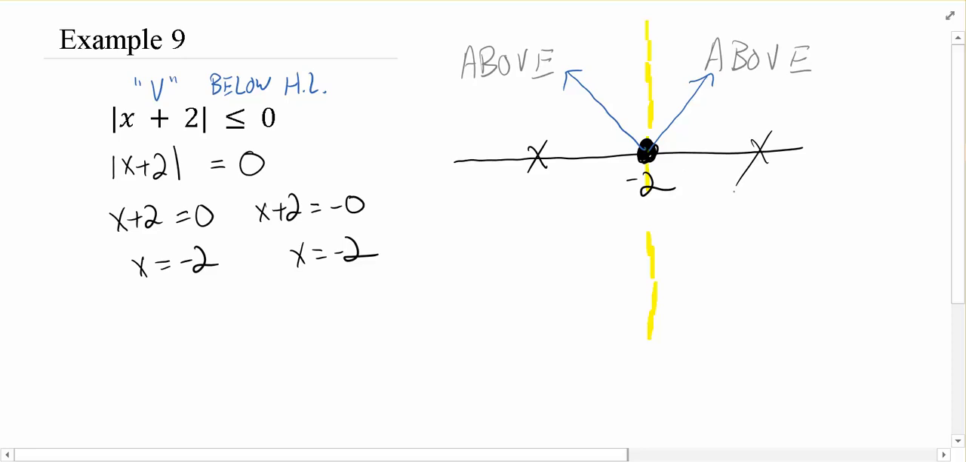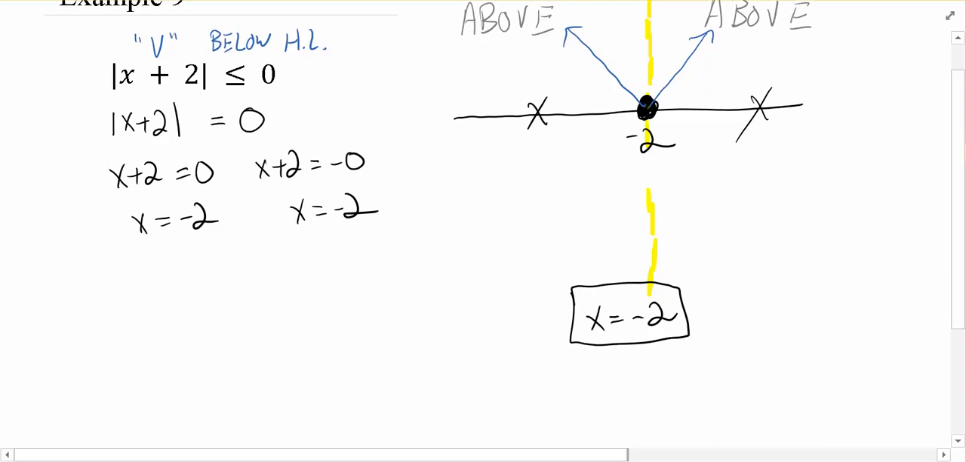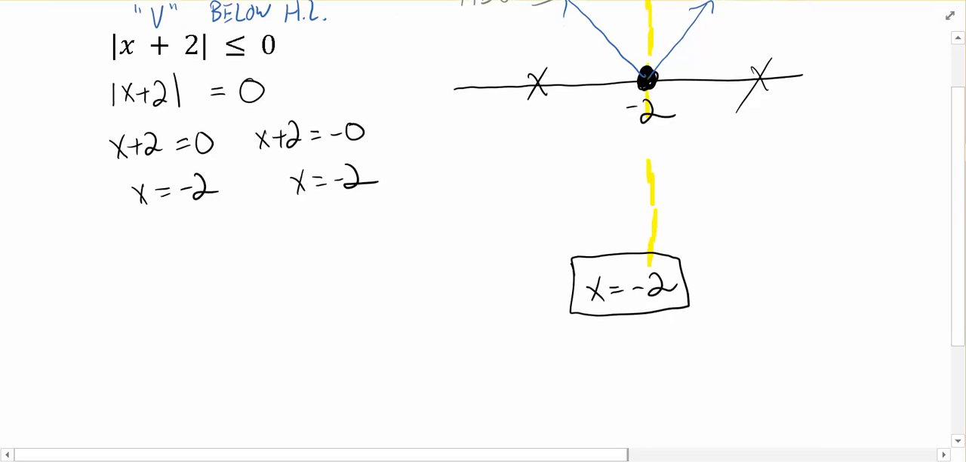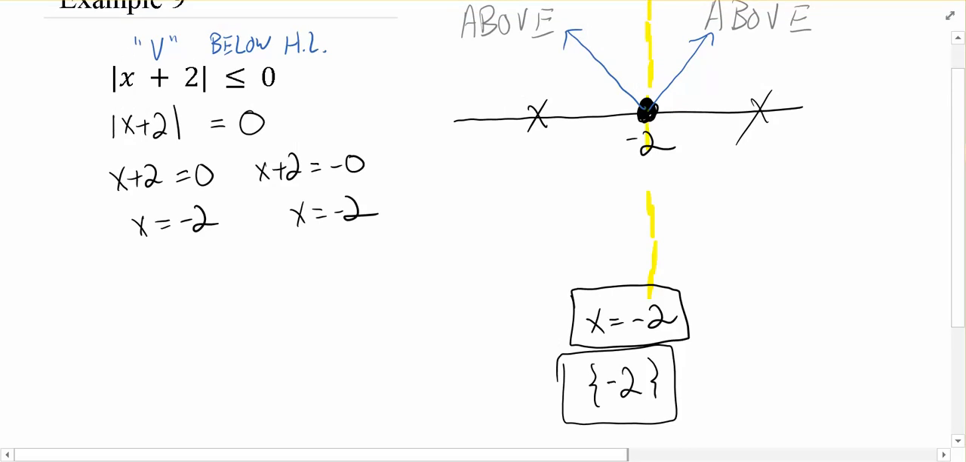So looking at the number line then, what is our answer? Well, we have a dot at -2. That dot means x equals -2 is the only answer. We don't have an infinite number of answers. We only have one answer. So if we want to use symbols, we could use the braces with -2 is one way, or we can just simply write x equals -2. But we have a single number answer here.